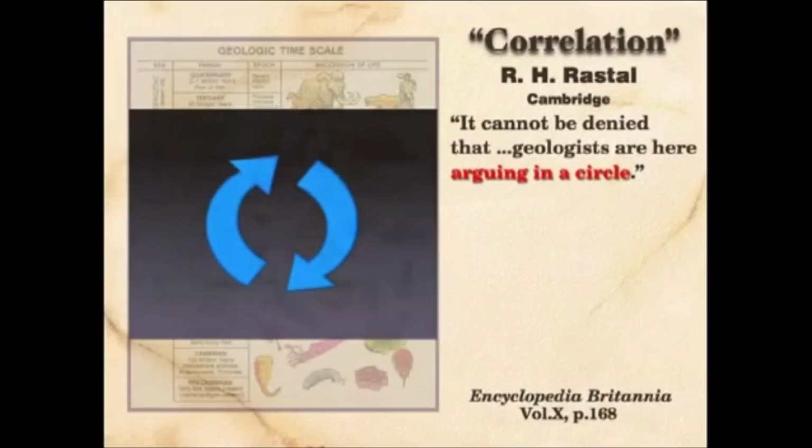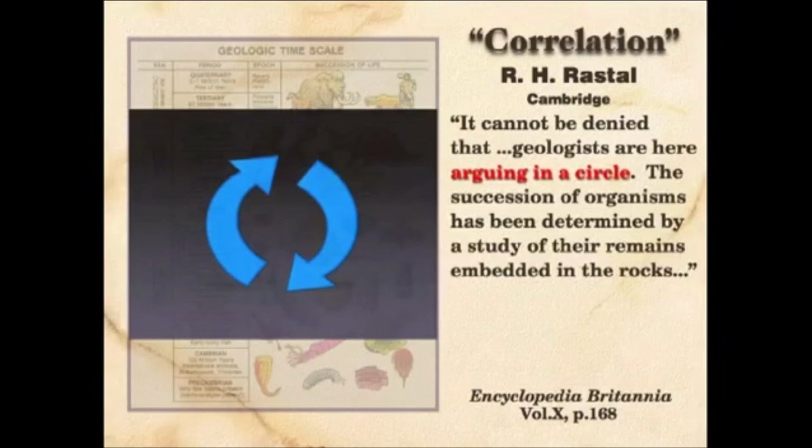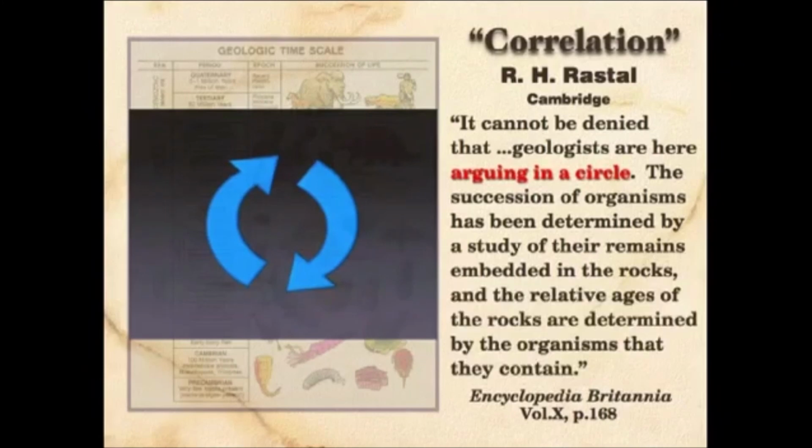Well, how do you build it? How do you know when you correlate whether this rock goes down or up? Well, if you're an evolutionist and you have rocks with simple animals, where do they go? They go on the bottom. I'm somewhat oversimplifying, but that's a general picture of what's happening. R.H. Rastell in the Encyclopedia Britannica puts it this way: "It cannot be denied that geologists are here arguing in a circle. The succession of organisms has been determined by a study of their remains embedded in the rocks, and the relative ages of the rocks are determined by the organisms they contain."